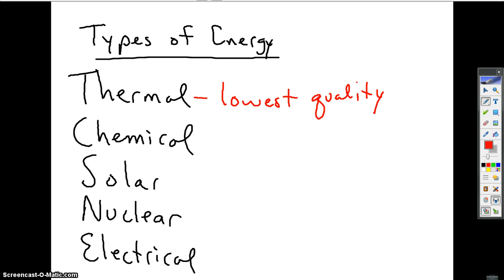The one thing I just want you to remember is that we can convert just about any form of energy into another. Solar energy can be converted into electrical. Chemical energy can be converted to thermal. Solar can be converted to thermal. Nuclear can be converted to electrical. I could go on and draw a lot more arrows here, but there are a lot of transformations. When we get into thermodynamics, we'll look at this a little more closely.